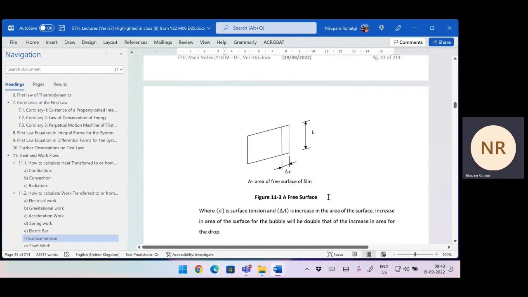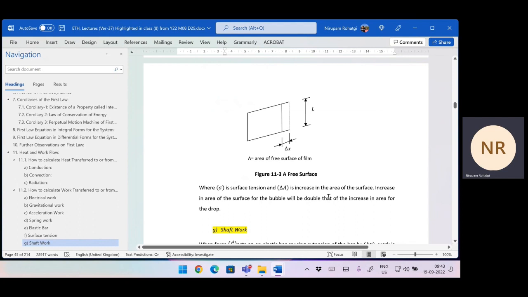And this is how you do it. You have a frame where some liquid film is here. You extend it, right? And you get an increase in area. You would have read in your secondary classes that if you have a drop, then there is only one surface. If you have a bubble, you have two surfaces. So you can find how much energy is stored in a bubble or in a drop. Same thing here. Okay, surface tension.